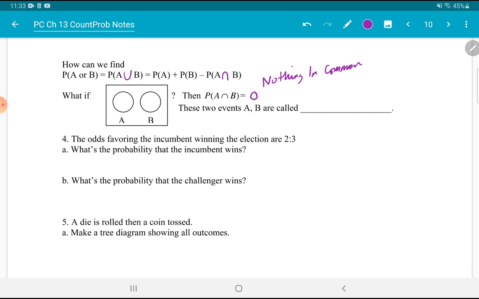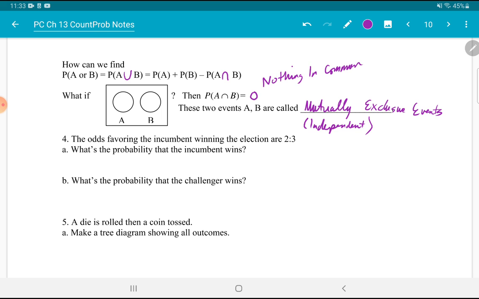Okay, and so if there is nothing in common, we've discussed this word in the past in a previous video, but these two events are basically called mutually exclusive events. Another word for this, you can call this independent events as well. Independent events. Okay, so mutually exclusive or independent events.